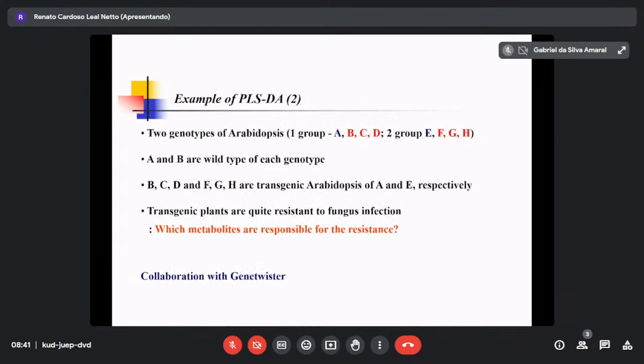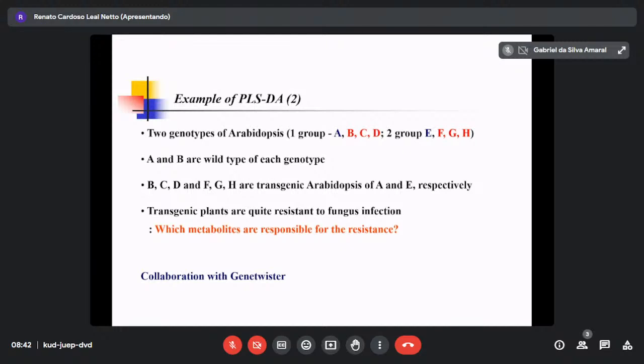Now let's see one example. Long time ago, I made, not me, I made my colleague, make transgenic plants, gene-modified plants, Arabidopsis. And Arabidopsis, two accessions. A, B, C, D is Arabidopsis, one accession. E, F, G, H, another accession.